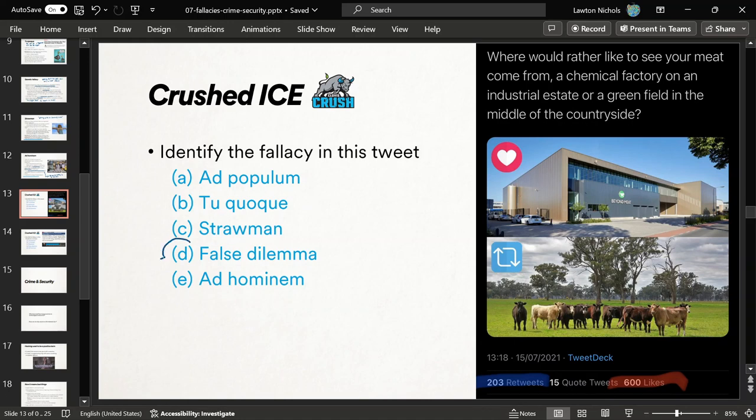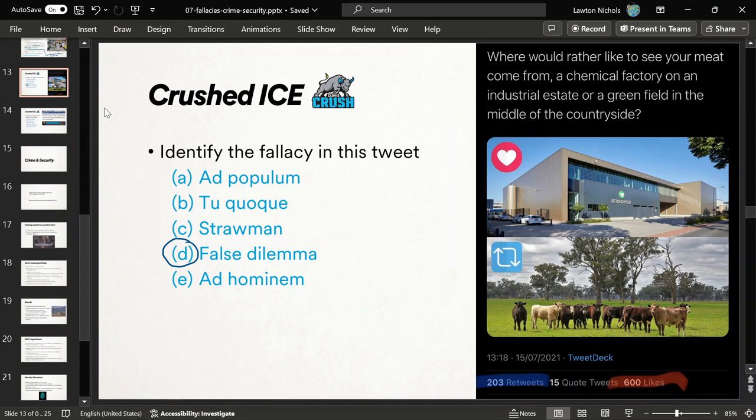Would somebody like to explain why they chose D? Because that's the one I would pick as well. Why'd you pick that one? Well, I was the first one to pick D because, would you rather get your meat from a chemical factory on an industrial estate or a green field in the middle of the countryside? But the reason why I picked D was because we all know that meat doesn't come from a chemical factory. It comes from animals. Okay, but apply this to false dilemma. What does it mean to be a false dilemma, and why do you see false dilemma specifically in this sentence? I don't know. Okay, but just on vibes alone, we thought it was D. Yeah. I respect that.